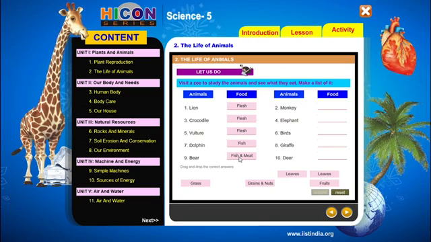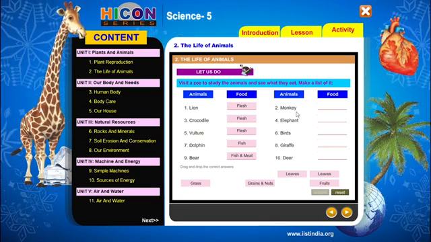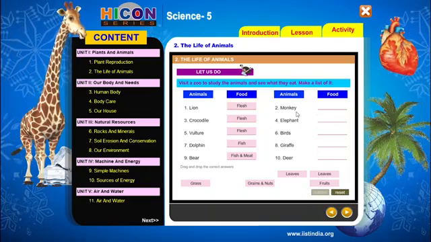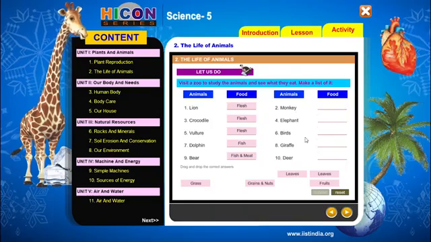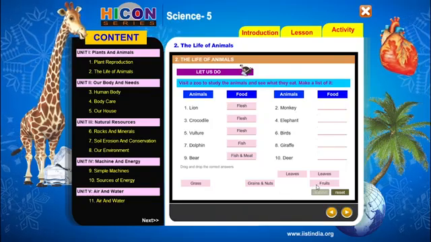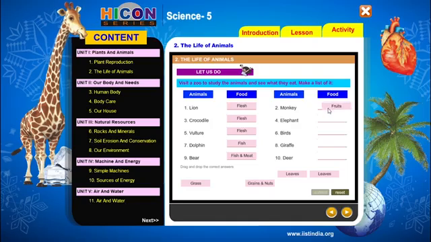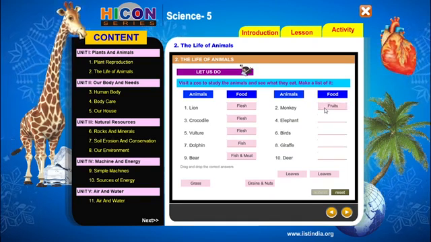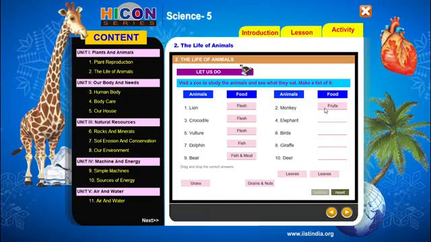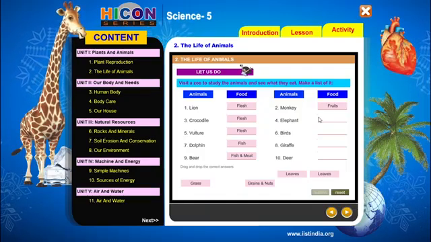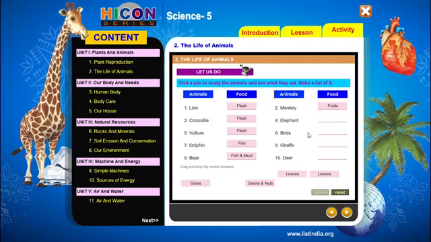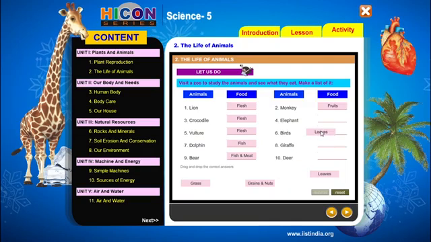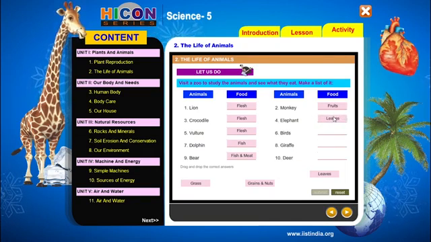Next, see the monkey. So monkey will move on the trees and plants from one plant to another plant. So generally the monkey will eat fruits of the plants. So the food of monkeys is fruits. So write fruits in the blank. Next, elephant. Elephant is an example for herbivores. It can eat only plants and grass. So the food for the elephants is leaves. So write leaves for the elephant as a food.